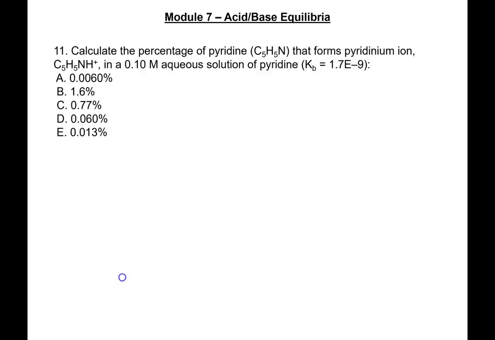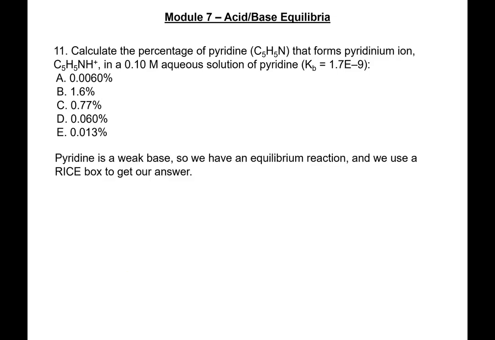All right, now we go to number 11. Calculate the percentage of pyridine that forms pyridinium ion in a 0.1 molar aqueous solution of pyridine, and they give us the Kb. It's pretty small. All right, so percentage of pyridine, this is not something we've done, but again, it's an equilibrium problem. Let's see if we can set this up using our ever popular RICE box. We know the formula for pyridine. We get a pyridinium ion and an OH minus.